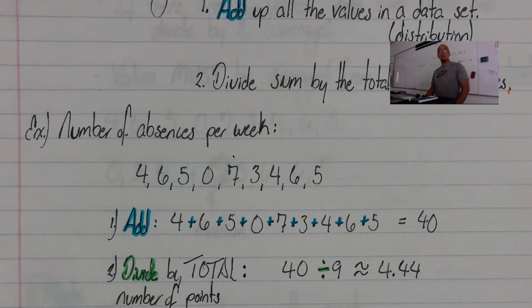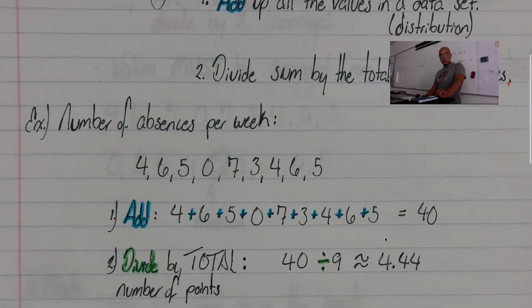So notice how I have 9 values in this data set, 9 values representing those 9 weeks. Step number 1, we're going to add all those values. To get the average of all of these numbers, we're going to add them all up. So 4 plus 6 plus 5 plus 0 plus 7 plus 3 plus 4 plus 6 plus 5. And that gives me a total of 40. So that's step number 1. I got that sum of 40.